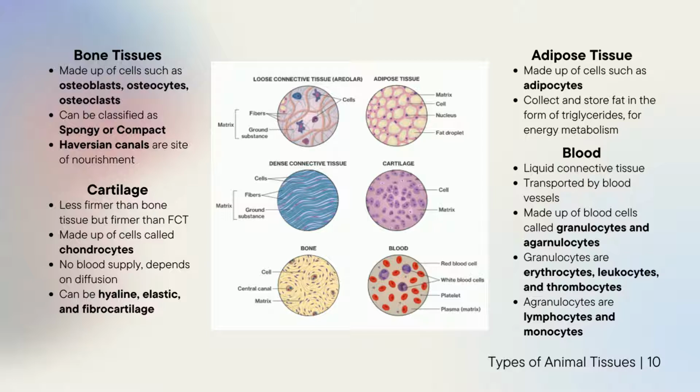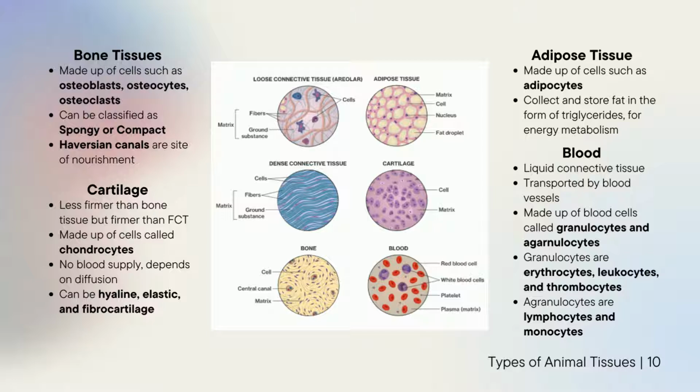The site of nourishment for bone tissues is called Haversian canals, and Haversian canals with the osteocytes and these bone cells make up a Haversian system. So yeah, that is the bone tissue.